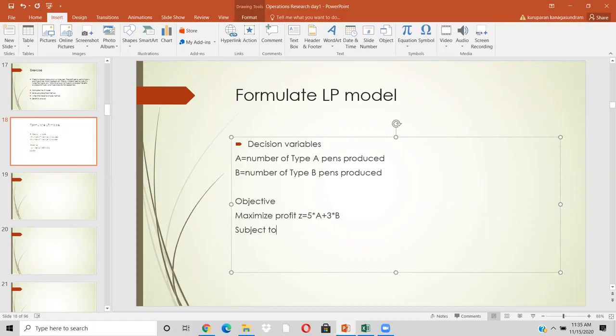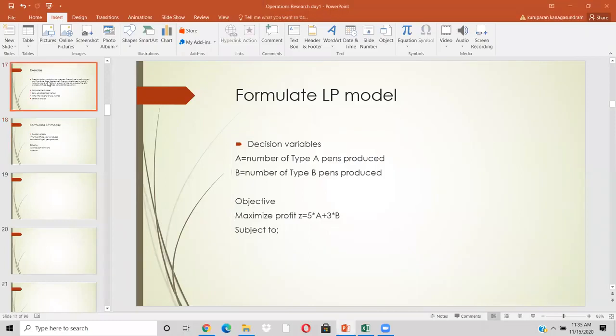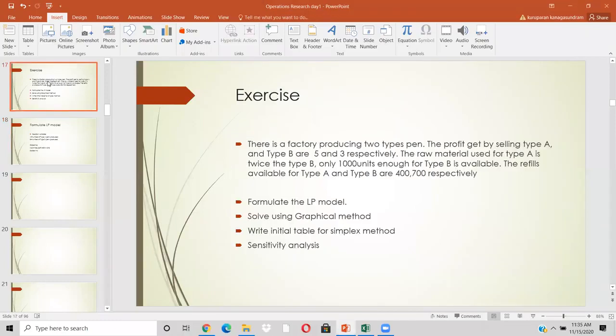Step 2: we have to find the constraints. What constraints can you find? Are there any constraints or not?